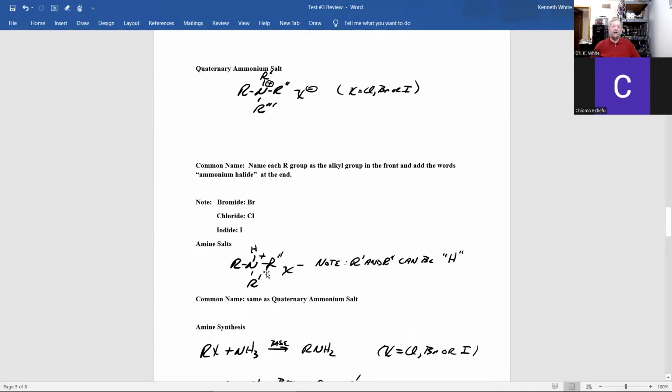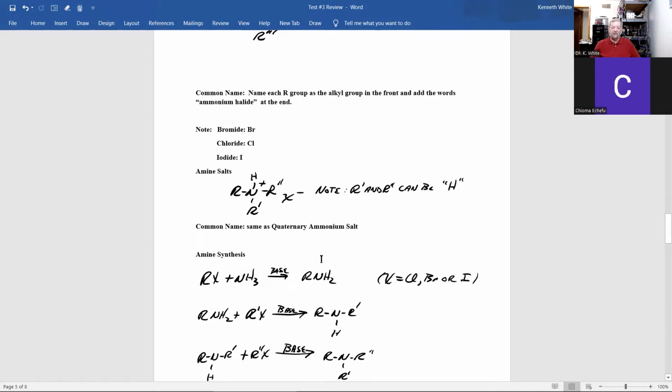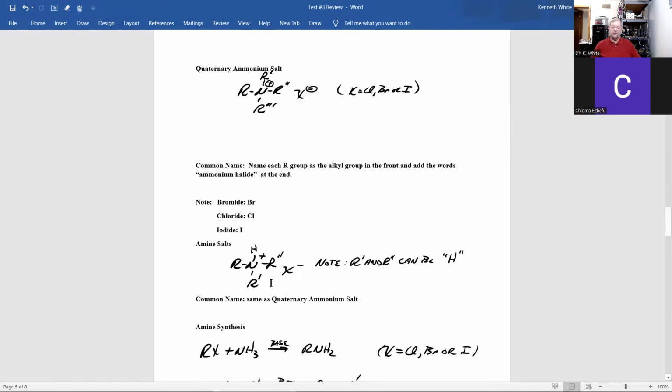And here, you have an amine salt, and here you have a nitrogen with 1 hydrogen and either 1, 2, or 3 R groups. Remember, R prime and R double prime can be hydrogen, 1, both, or none. And how do you name them? Same as quaternary ammonium salt. You name the R groups. Now, in an amine salt, you'll never have 4 R groups because that's a quaternary ammonium salt. You'll have 1, 2, or 3 R groups you name. And then you do the ammonium halide.